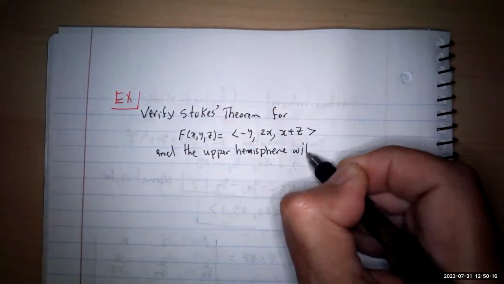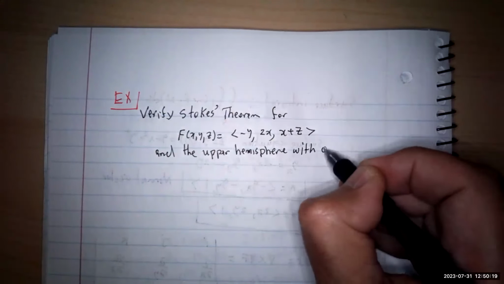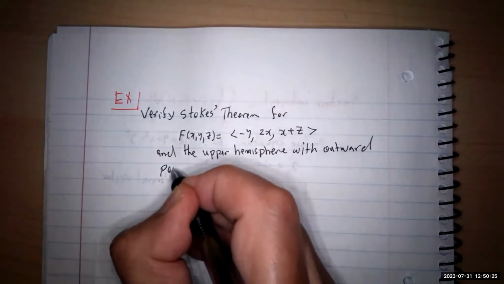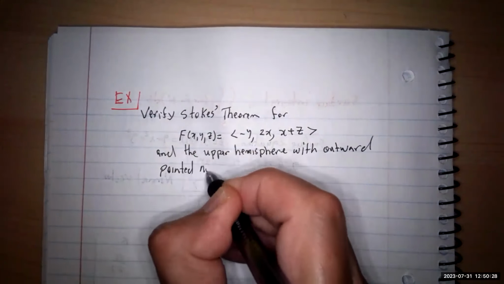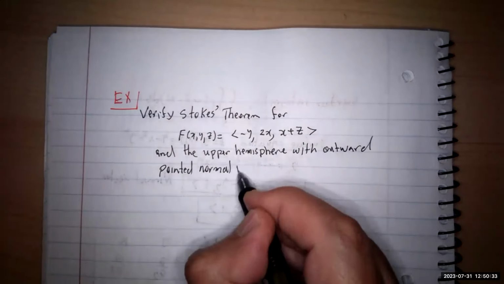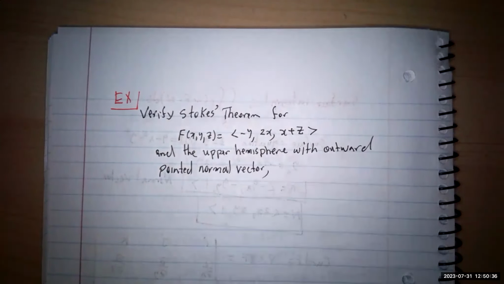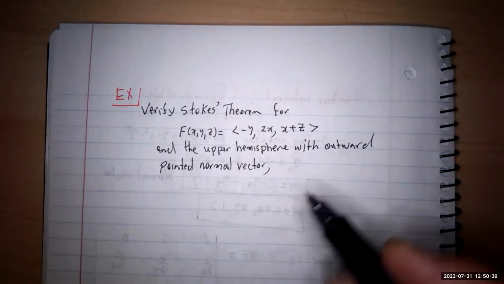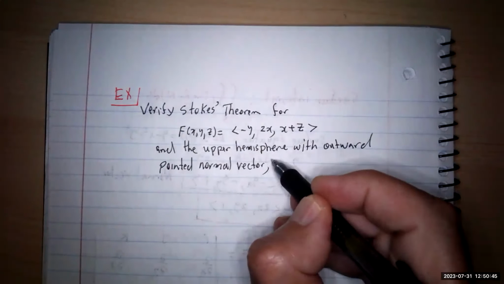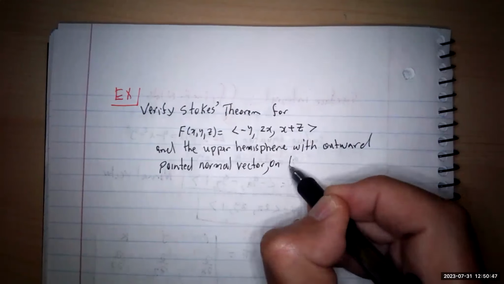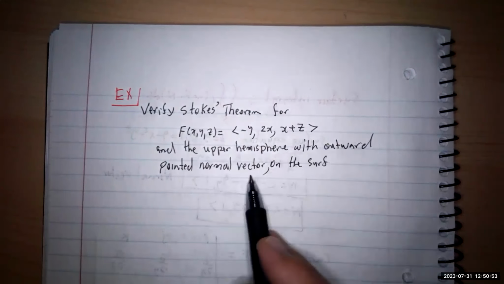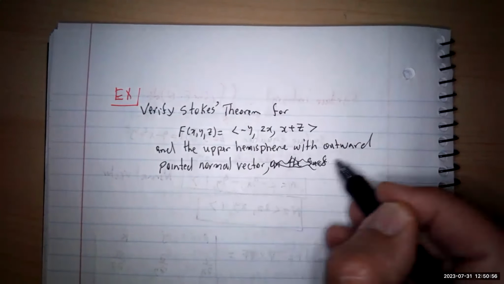with the usual, they say, outward pointed normal vector, so that the condition is satisfied. And the S is this one. Okay, this is a normal vector out of, or onto, the surface. It's a sphere. Okay, this is it. Let's say with the equation.